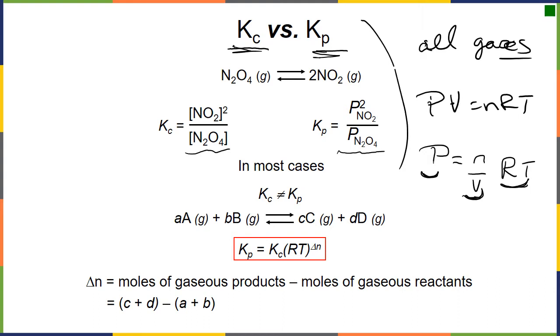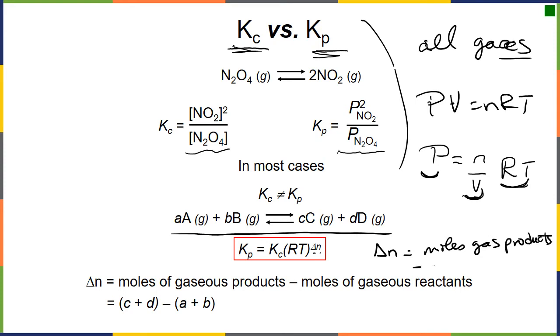So if we have some generic reaction again, our K sub P is going to equal our K sub C multiplied by RT to the delta n, where delta n is the moles of gas of products minus the total moles of gas that are reactants. So we can plug that in and do some math.